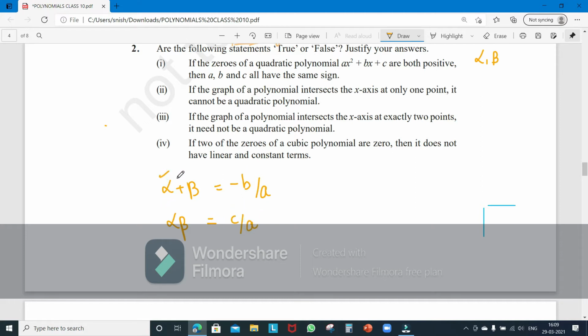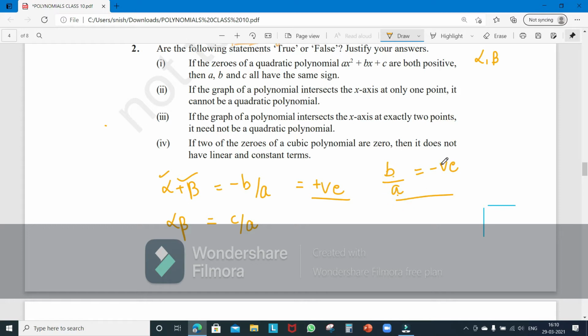Now if alpha and beta are positive, then minus b by a should also be positive, right? So that means b by a should be negative, because negative into negative will be positive. By this you will get to know that b by a should be negative. That means either b or a should have a negative sign, right? Let me explain it once again. Alpha plus beta, both are positive, so positive plus positive will give you a positive number. Now minus b by a is positive, which means b by a should be negative.